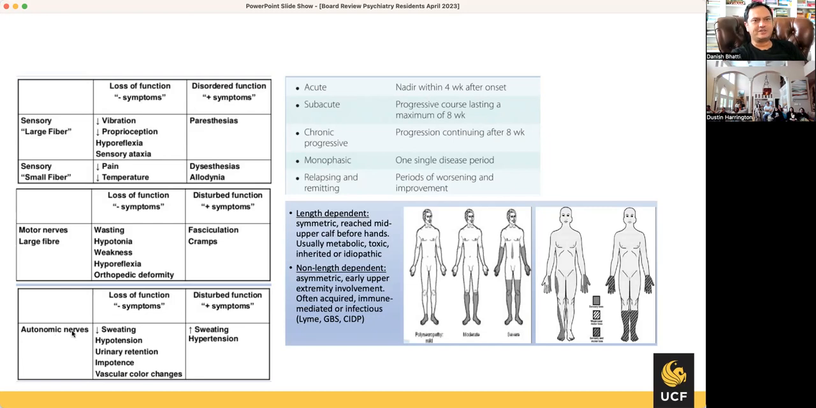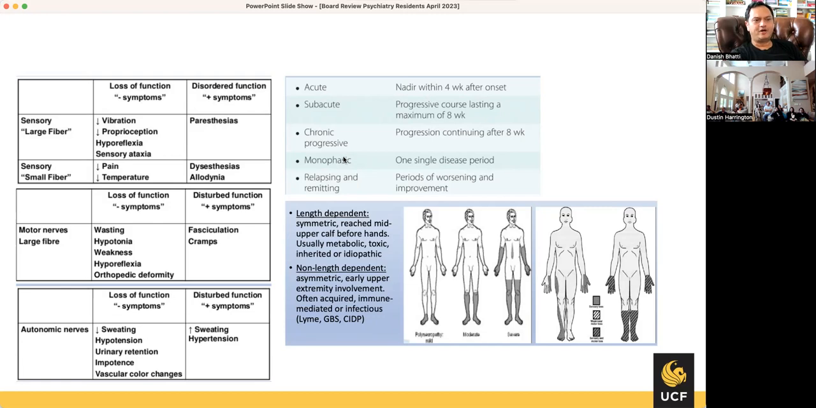And autonomic nerves, when they're involved, which is not very common, usually separate from these nerves, then you will get loss of sweating and hypotension, urinary retention, or other problems. The other thing we look for in neuropathy is the pattern. Is it acute, meaning onset to full blown within 4 weeks or less, usually 1 to 2 weeks? Subacute, less than 3 months. Chronic, more than 3 months, typically 6 months or so. And chronic progressive, chronic non-progressive, relapsing and remitting, or monophasic.